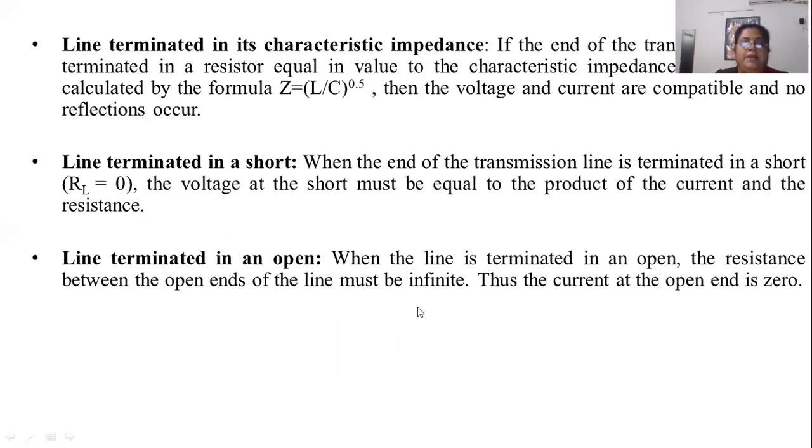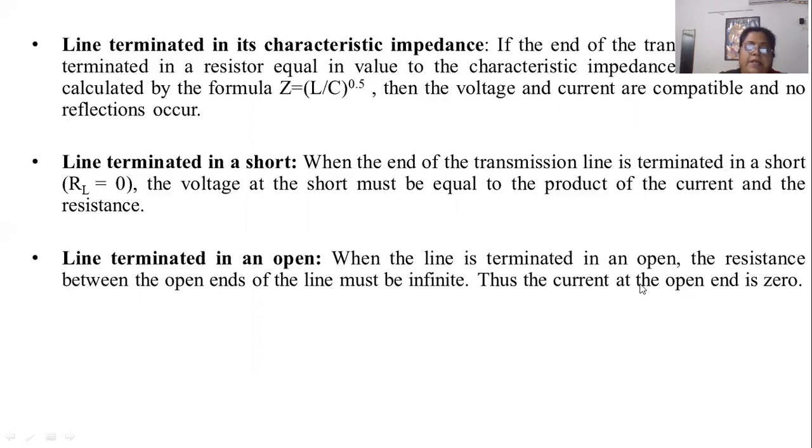Now, line terminated in its characteristic impedance. If the end of the transmission line is terminated in a resistor equal in value to the characteristic impedance of the line as calculated by the formula Z = square root of L upon C, then the voltage and currents are compatible and no reflection will occur.